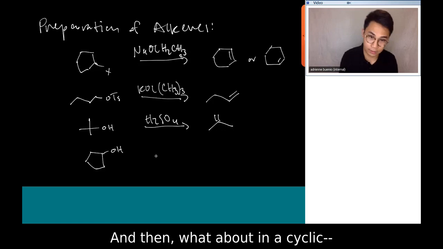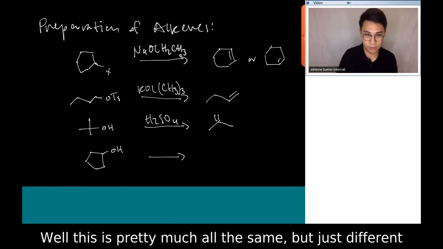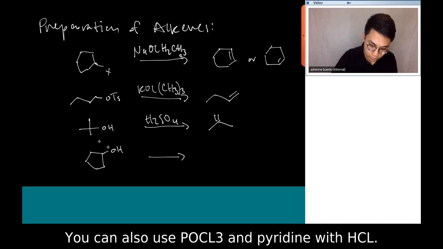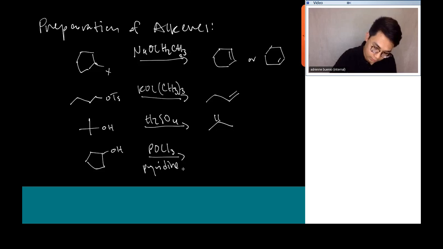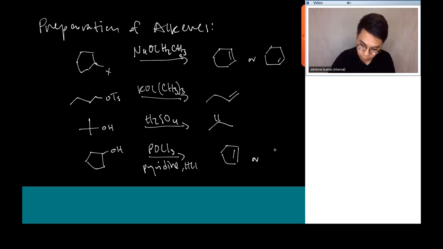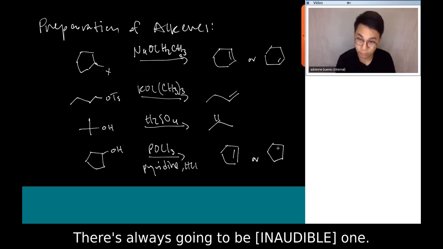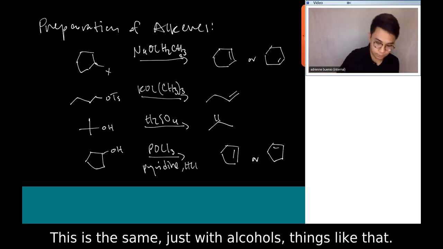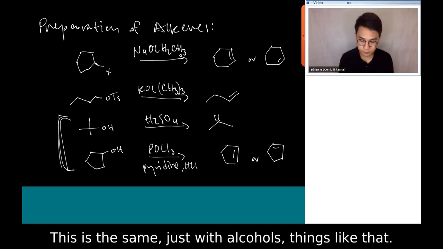What about in the cyclic? Well, this is pretty much all the same, but just different examples. You can also use POCl3 and pyridine with HCl, right? There's always going to be either one. So yeah, this is the same, right? Just with alcohols, things like that.